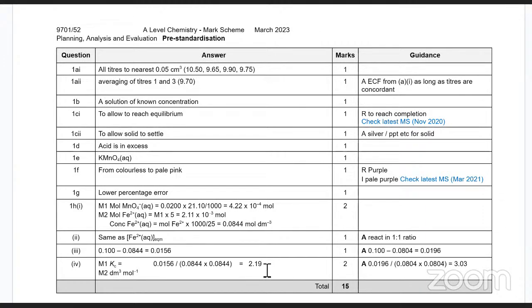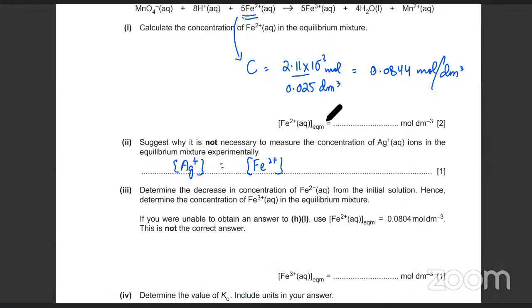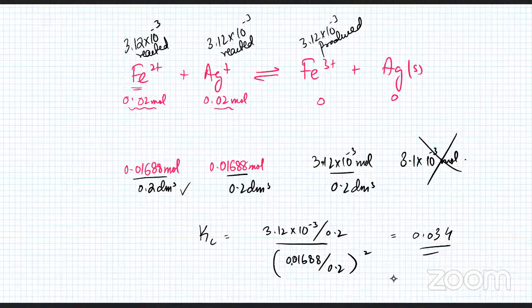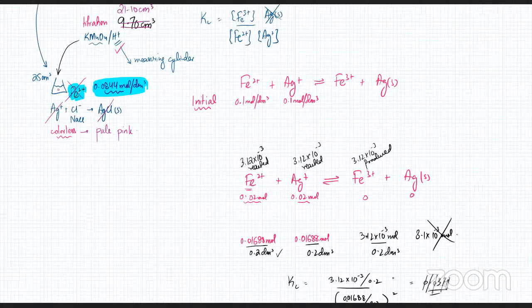I am also getting 2.19. 2.19, right? Yes, sir. So that's a Kc, right? 2.19. If you're getting 2.19, then we've done it correctly. Where's the working? Okay, it was 2.19.